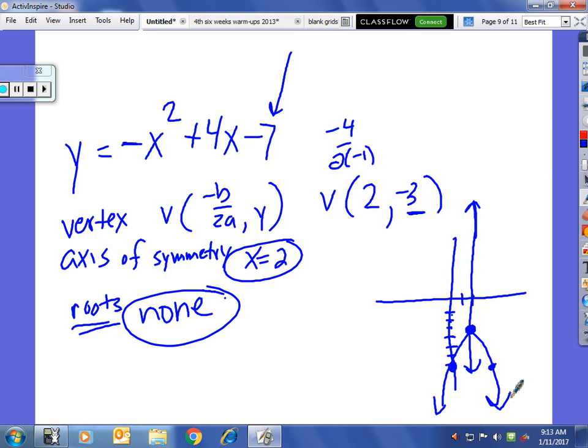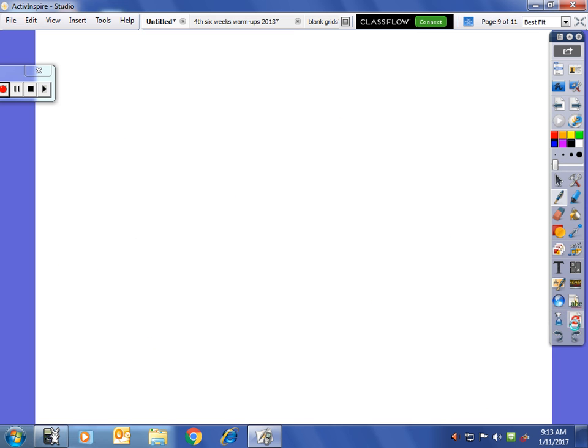Okay, so one weird case is when the vertex and the root are the same point. Another weird case is when there are no roots. That does happen. And then the last kind of weird case I want to do, it's not really a weird case, but it's when the intercepts are not nice whole numbers and not nice decimals either. They're weird decimals. So let's do one like that real quick.